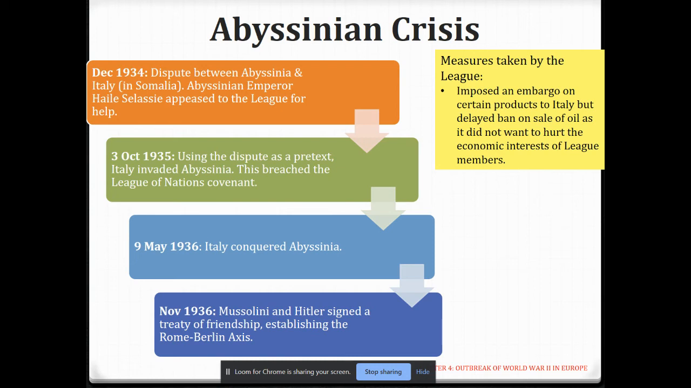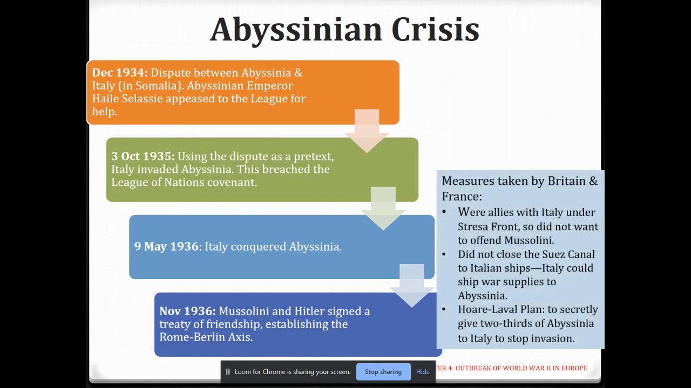And oil is a very, very precious resource. You would see this in chapter 5, where without this resource, that actually contributed to Germany's defeat in World War II. So when the League of Nations did not want to ban the sale of oil to Italy, the reason being that if, let's say, Britain was the one selling the oil, and you ban sale of oil to Italy, Britain will be losing out economically because they cannot sell the oil to Italy. So therefore, this embargo, this measure, was not effective at all.